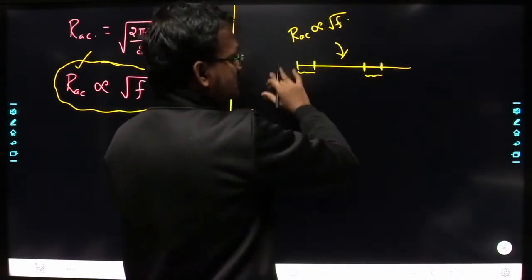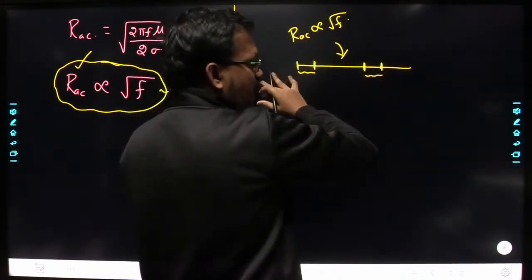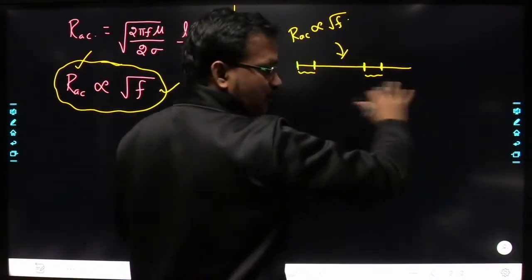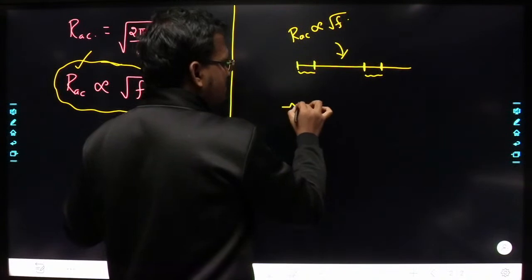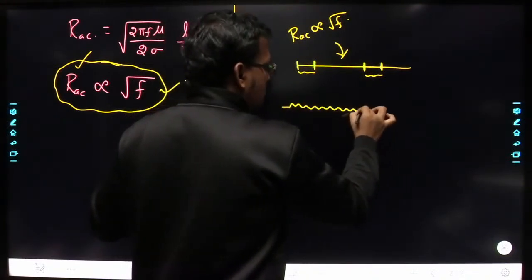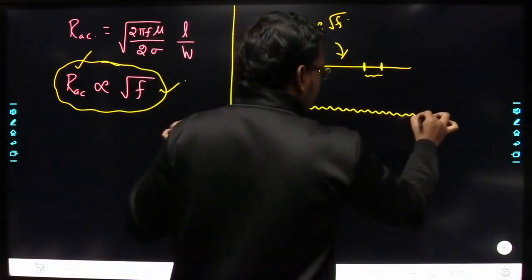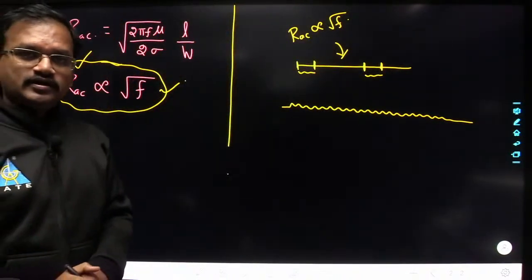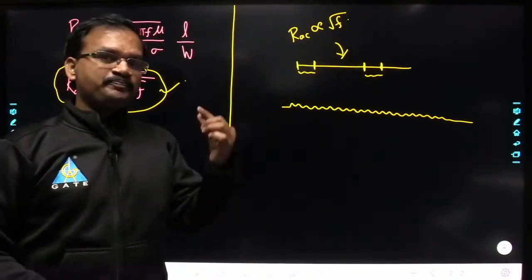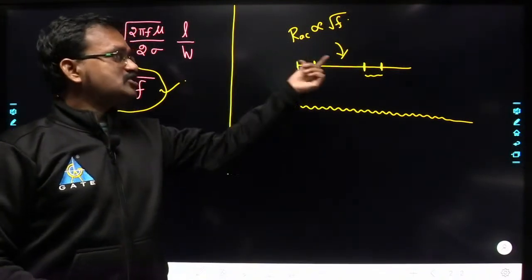Yes or no? This is the resistance offered by the total conducting material. So this resistance is distributed throughout the length of the transmission line. Yes or no? What is the difference between a lumped circuit element and the distributed element here?